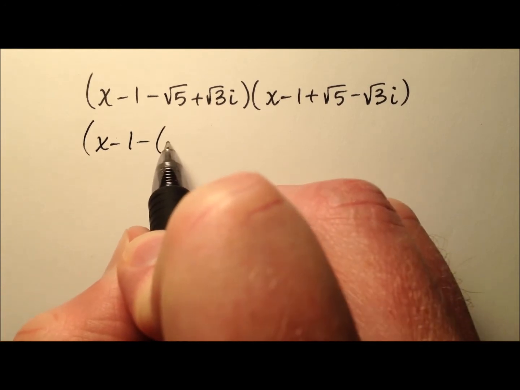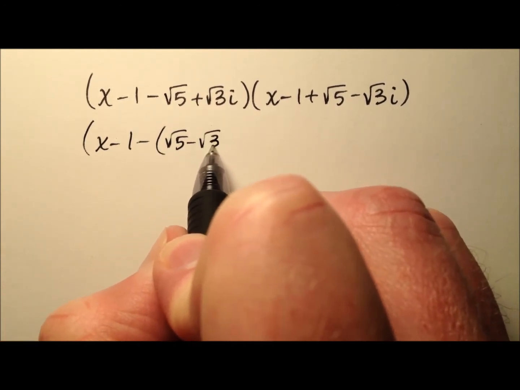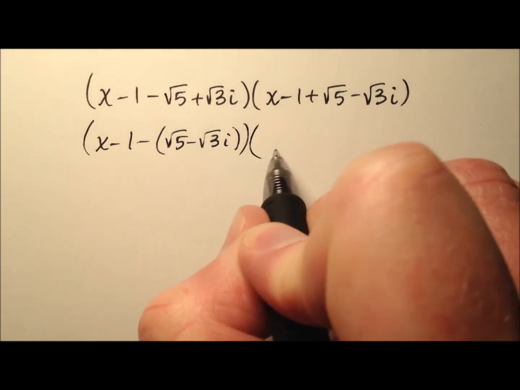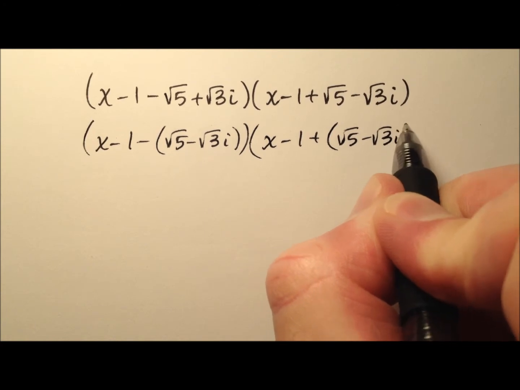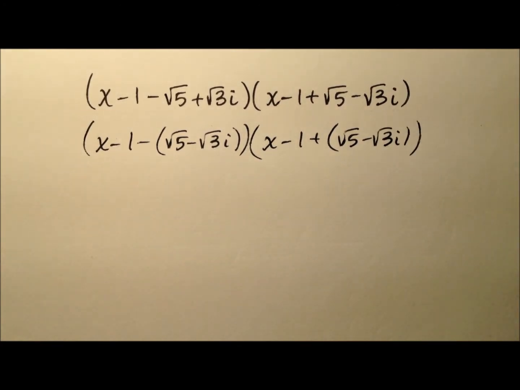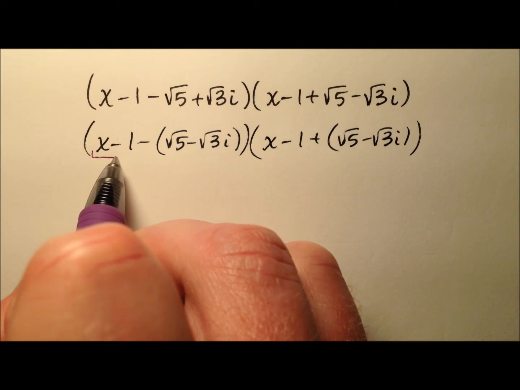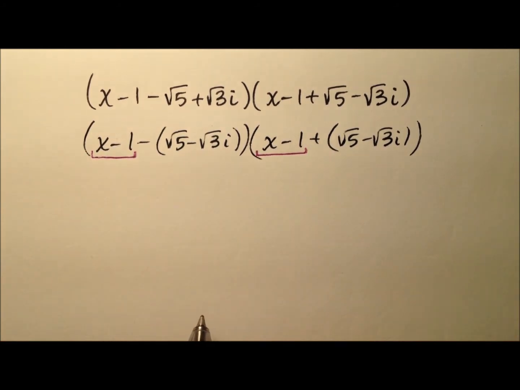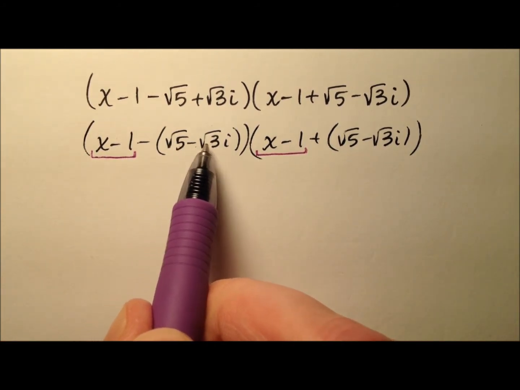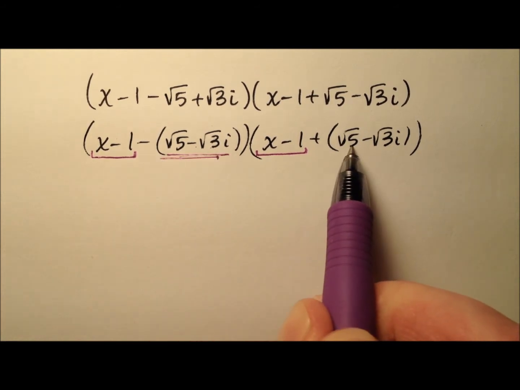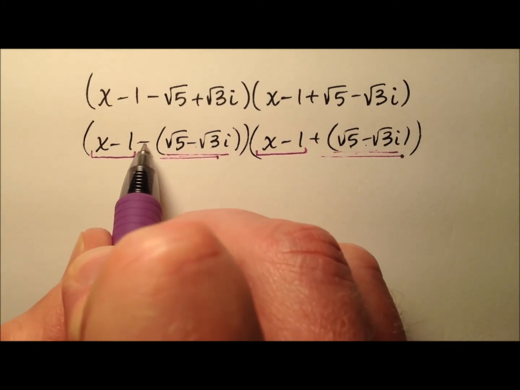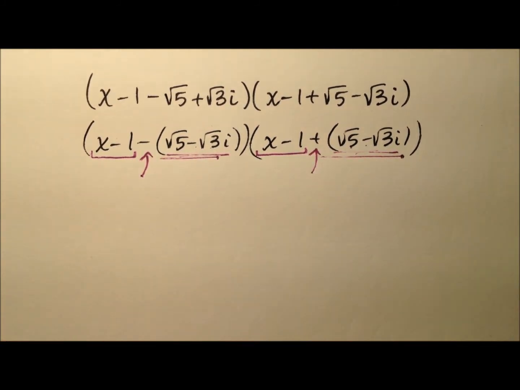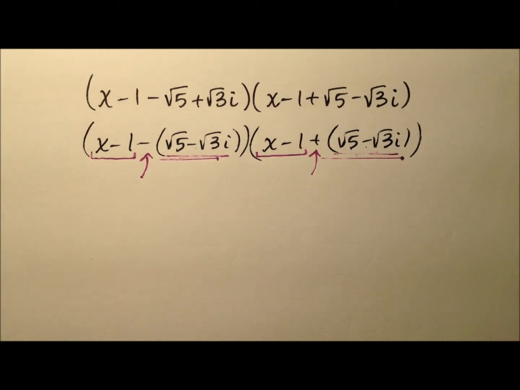I'm going to factor a negative out of these two terms. Okay, so why would I go about doing it that way? Well, I have x minus 1 and x minus 1, and now I have square root of 5 minus square root of 3i, and square root of 5 minus square root of 3i. Okay, same things, right? The only difference is this is a minus and this is a plus. So what I actually have here is a nice difference of squares factorization.